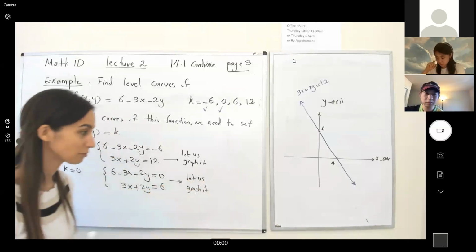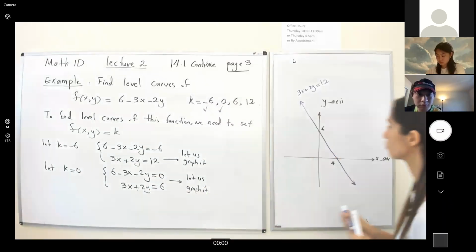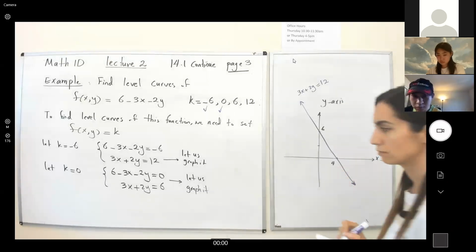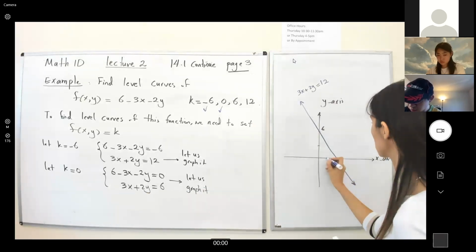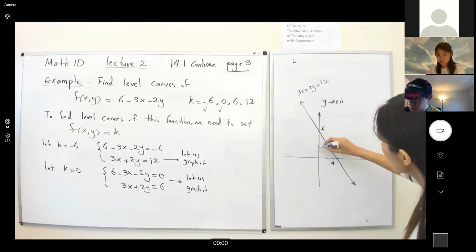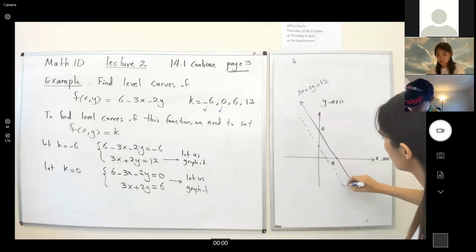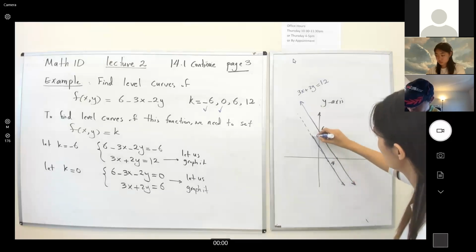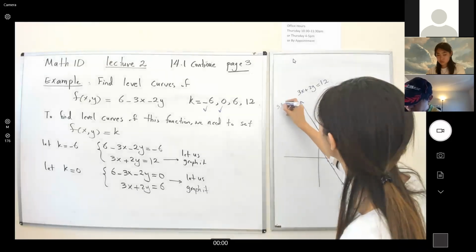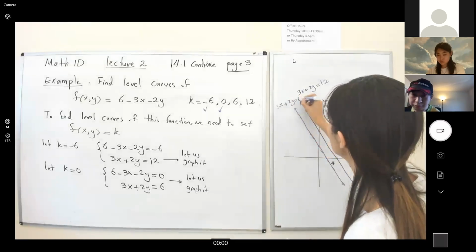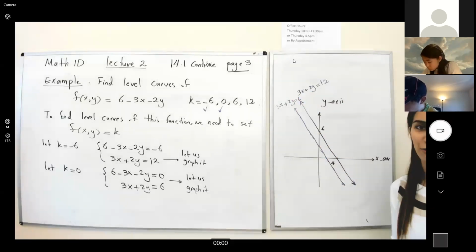Let's graph it. So if x is equal to 0, your y is equal to 3. If y is equal to 0, your x is equal to 2. So it's going to be here. If you connect these 2 points, you get a parallel line to the first line. So in this case, you have 3x plus 2y equals 6. This is the second level curve.